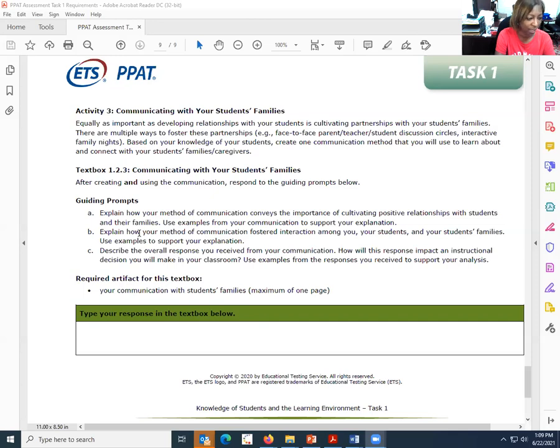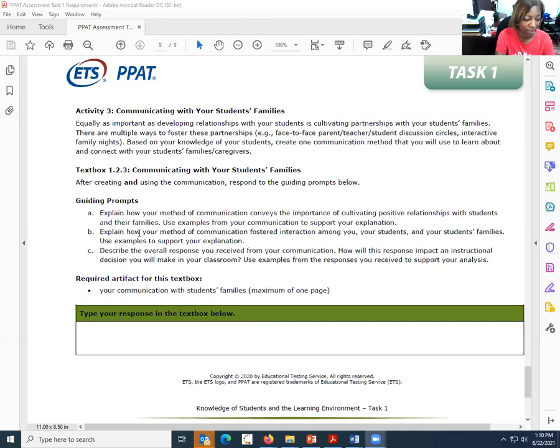Guiding prompt A. Explain how your method of communication conveys the importance of cultivating positive relationships with students and their families. Use examples from your communication to support your explanation. Guiding prompt B. Explain how your method of communication fostered interaction among you, your students, and your students' families. Use examples to support your explanation.